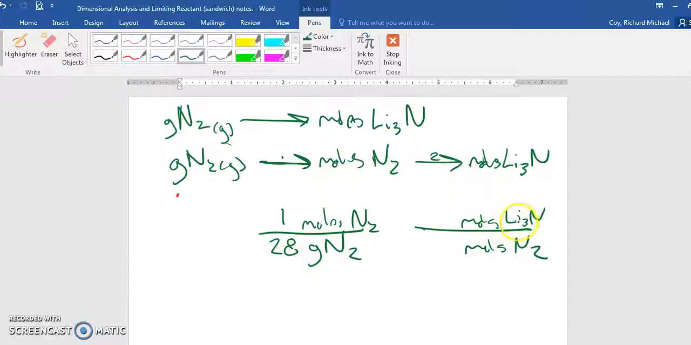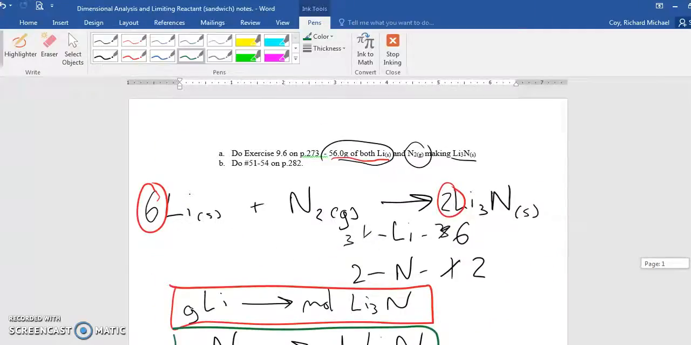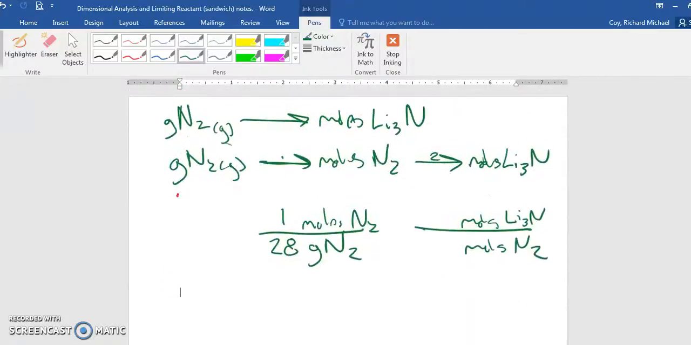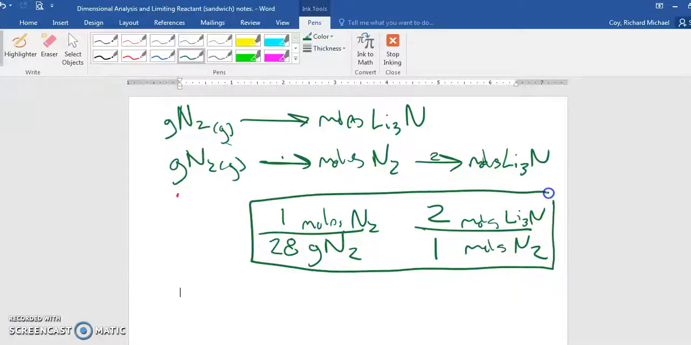All right, then we need moles of lithium nitride to moles of nitrogen. Where do you get that information? The balanced chemical equation. And here, what number is there if you don't see anything? That's a 1, and there's a 2 there. So 1 mole of nitrogen gas for every 2 moles of lithium nitride. We've built our tool. Now we use the tool by, again, what are we doing? Going from grams of nitrogen gas to moles of lithium nitride.